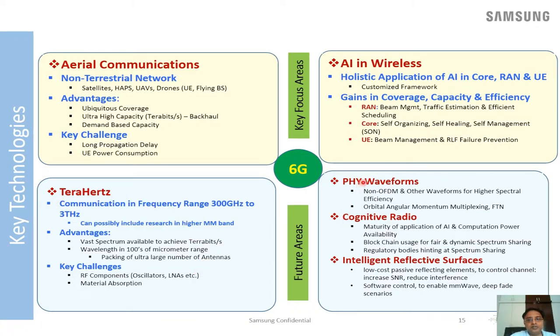There are other areas of non-OFDM kind of waveforms that can bring in higher spectral efficiency. We'll have cognitive radio, which is an older topic, but how to do spectrum sharing in a more dynamic and fair manner could be a very important topic going forward. And another topic that we will discuss is the intelligent reflective surface. This is in a way helping us do away with the channel impairment. We'll discuss how an intelligent reflective surface can actually change or help us control the channel to a certain degree that will improve the SNR or reduce the interference. These are some of the key technologies as far as 6G is concerned, and some of it we'll discuss in the future slides.